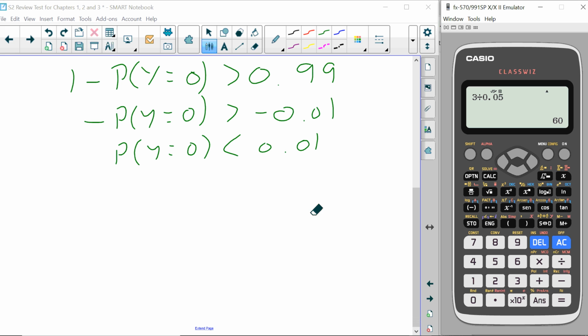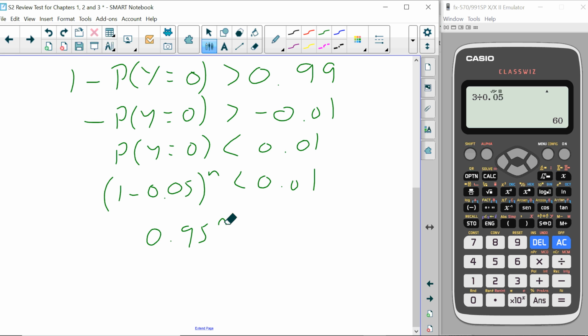So what I'm actually looking at is 1 minus p, well, my p was equal to 0.05, to the power of n being less than 0.01. That's what I'm actually looking at. Or, 1 minus 0.05 is 0.95, so 0.95 to the n is less than 0.01.